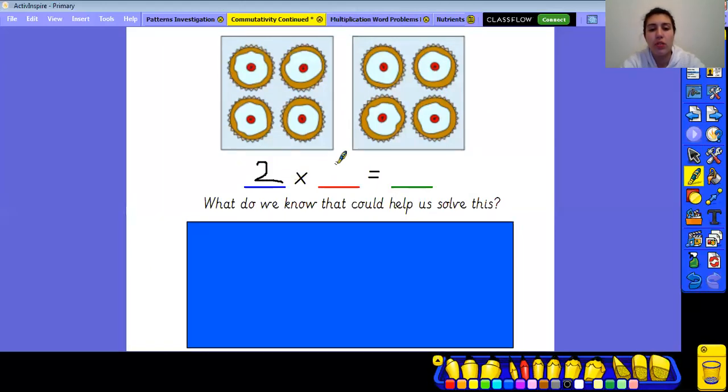So let's have a go at working this out. 2 groups of 4 equals, okay, so then that means that I've got 2 groups, so I need to get my 2 fingers. That means I need to count in my 4s. But I don't know how to count in my 4s yet. I haven't learnt that. So what do we know that could help us solve this equation?